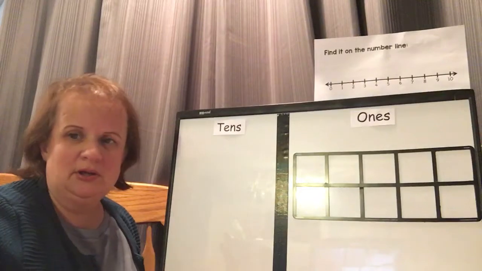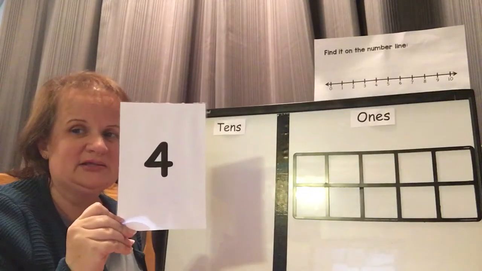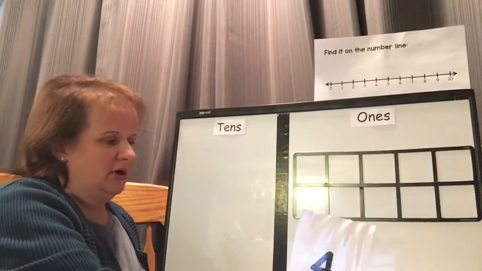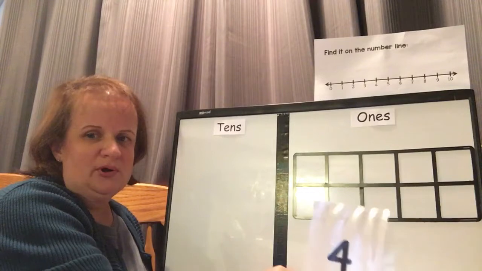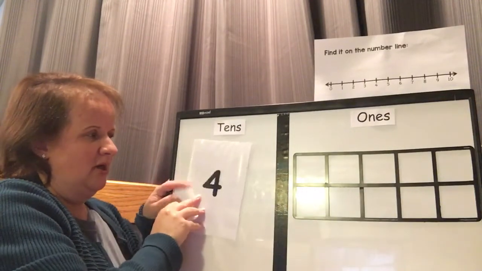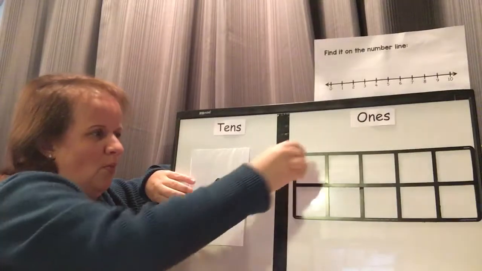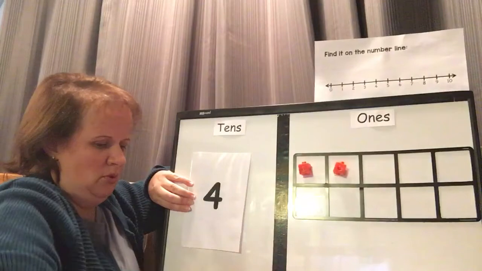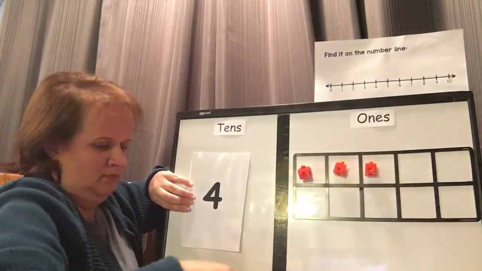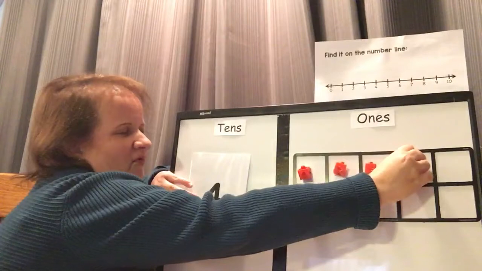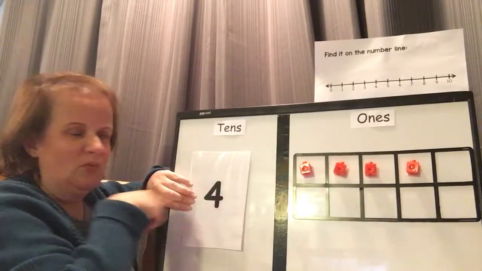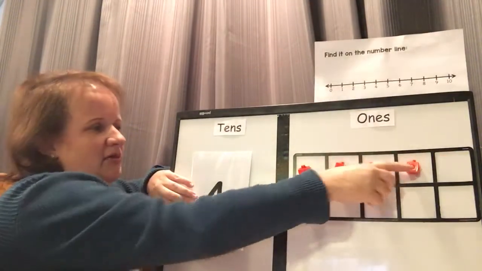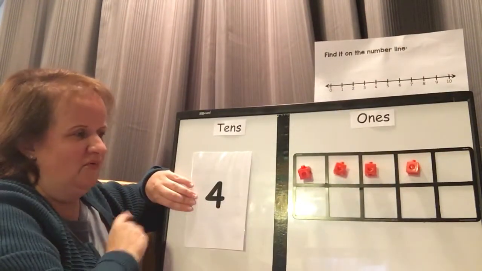What number, friends? You're right, number 4. Let's put our number 4 near our board and get ready to count to 4. 1, 2, 3, 4. There are 4 ones cubes. 4 of them. 1, 2, 3, 4. And there's our number 4.